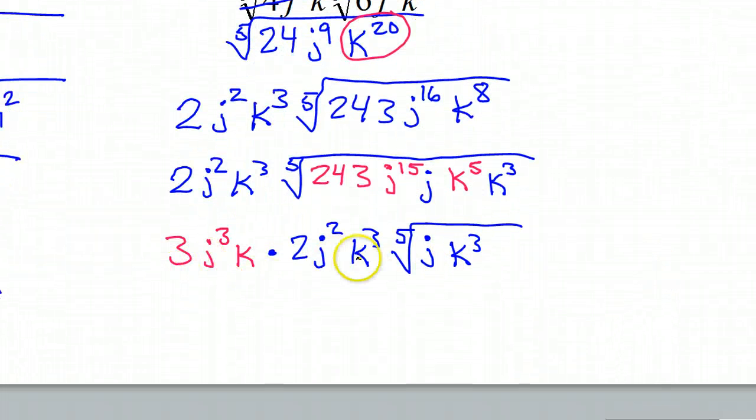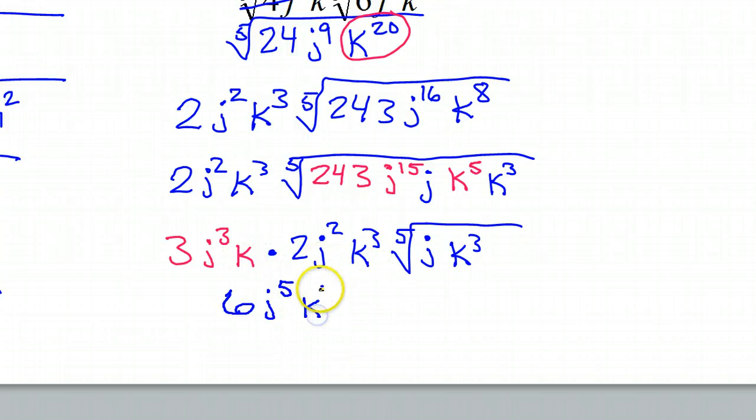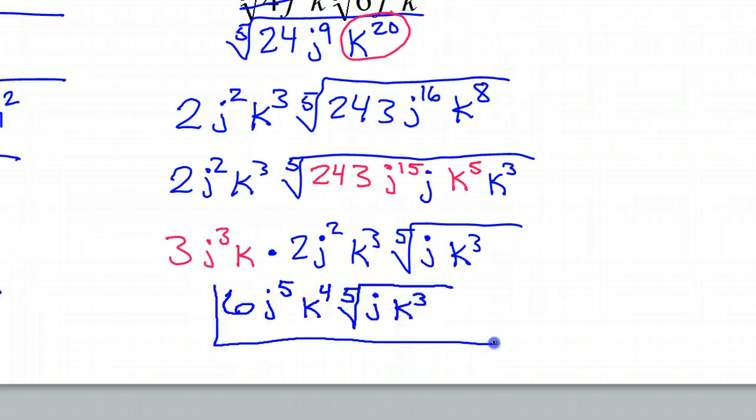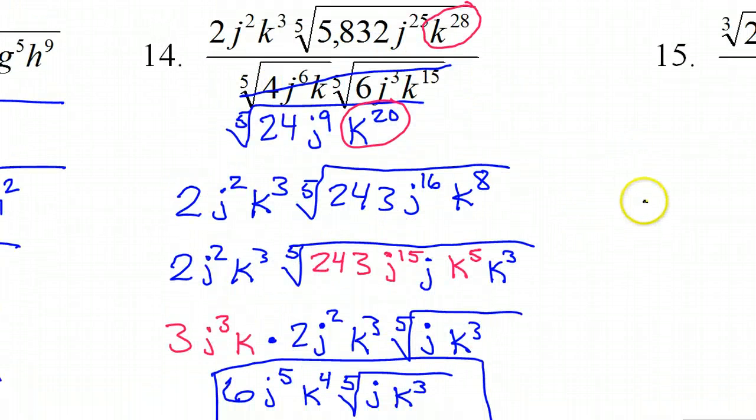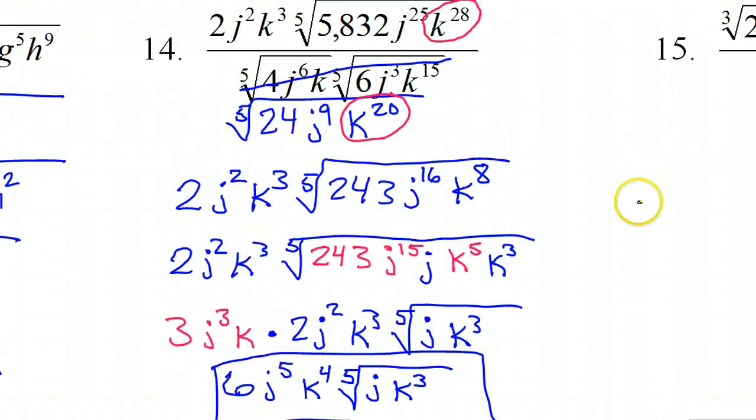Last step is cleaning this up. So 3 times 2 is 6. j to the third times j squared is j to the fifth power. k times k to the third is k to the fourth power. And then we still have the radical, the fifth root of j k to the third power. So this will be the final answer for number 14.